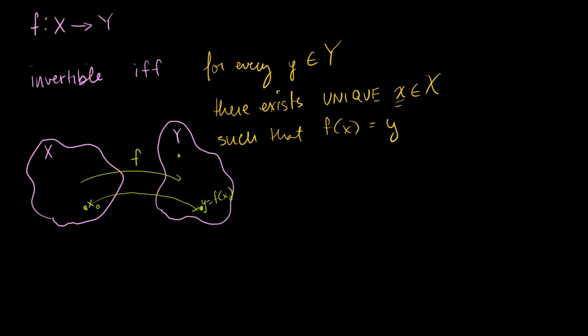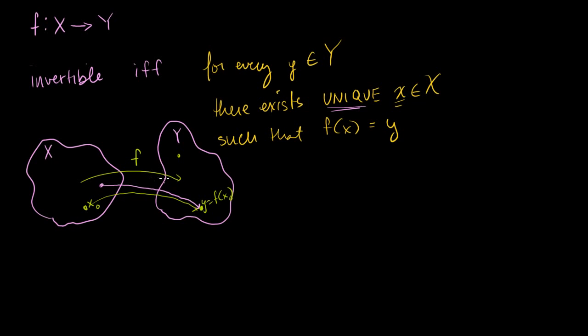It wouldn't be invertible if you had two members of x mapping here. That would break invertibility, because then you wouldn't have the unique condition. You have to have a unique x that maps to this thing. And with this other pink mapping I just drew, we don't have a unique x that maps to y. We have two x's that map to y.